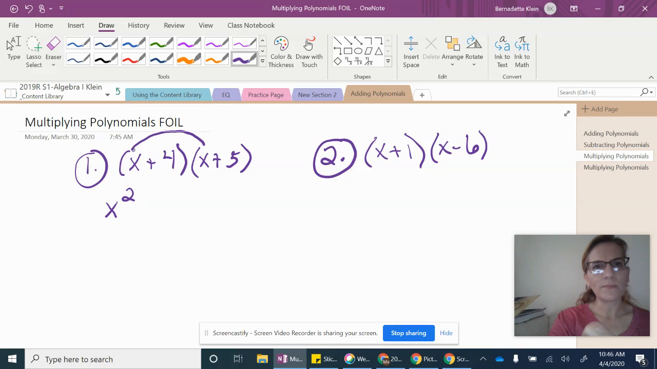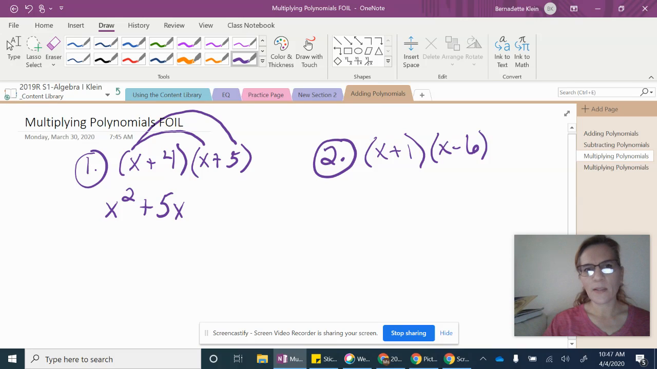Now we have that x. We're going to multiply it by the 5, the second term. X times 5, that is 5x. A number next to a letter means multiplication. Okay, now you're going to take the 4, the second term, and multiply it by the first term. Lost my little thing. Okay, so 4 times x is 4x.